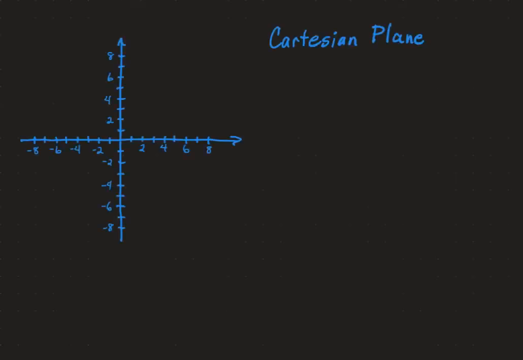Here we have two number lines or axes oriented perpendicular to each other, forming a Cartesian plane. Let's just do a little bit of review about the Cartesian plane. We consider the upper right quadrant to be the first quadrant, the upper left to be the second, and we go around numbering in a counterclockwise direction.